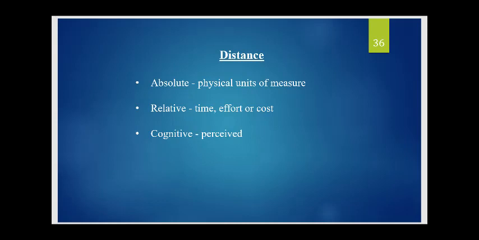Last, let's discuss the cognitive perception of distance. This refers to an individual's perception of how far things are apart. For example, to some, driving 200 miles between Houston and San Antonio, Texas is a reasonable drive. However, for others, a 200 mile drive may seem like a very, very far distance to travel if they are not used to traveling such a distance regularly.